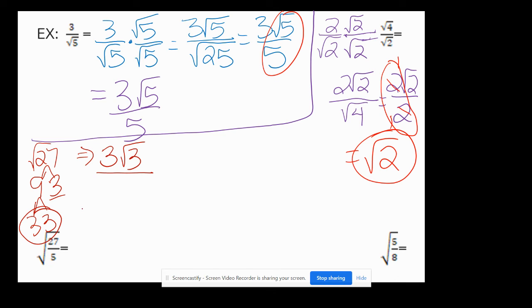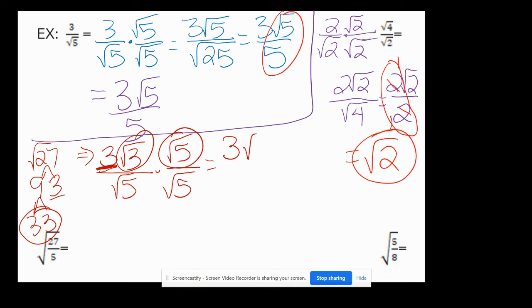On the bottom, the square root of 5, nothing I can do with the square root of 5. So multiplying by the square root on the bottom, we have the square root of 5 times the square root of 5. This 3 on the outside is not like terms, so that's just going to sit down. These two are both radicals, so I'm allowed to multiply them together. 3 times 5 is 15.